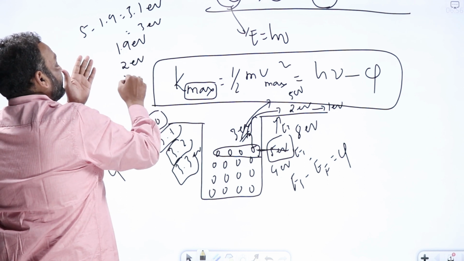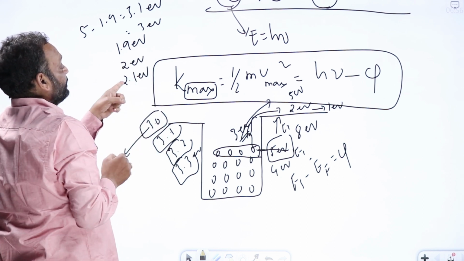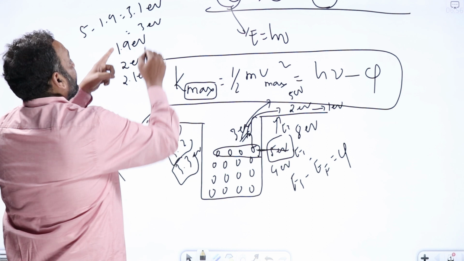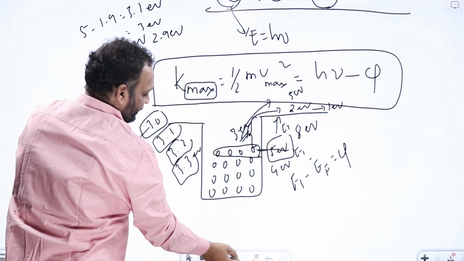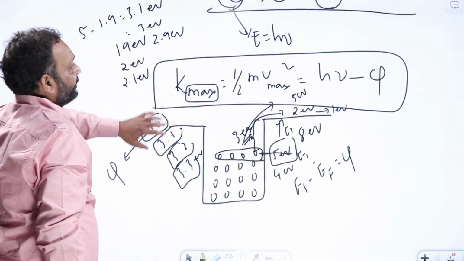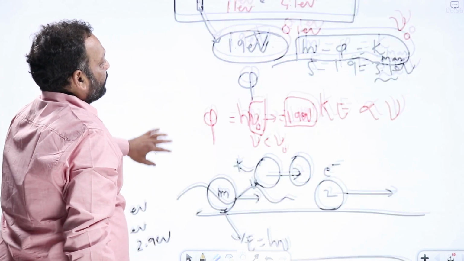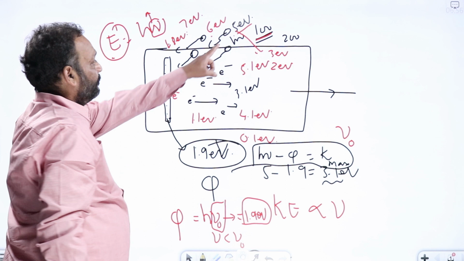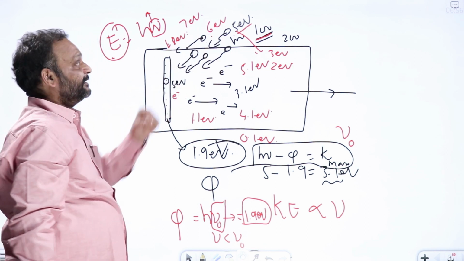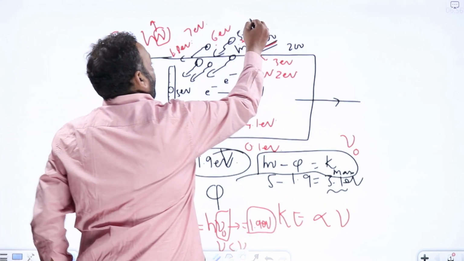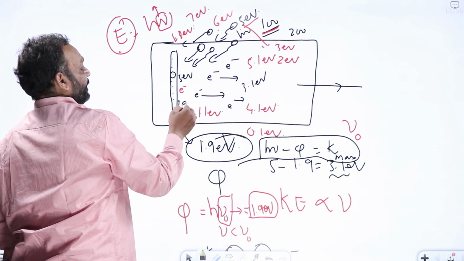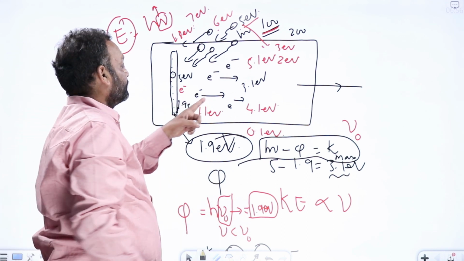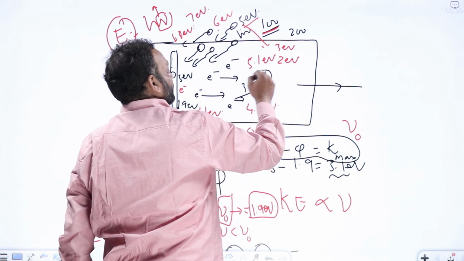Some electrons may take more energy to come out, may spend 2.1, and come out with 2.9 electron volts only. Means in the photoelectric effect, though I am sending monochromatic photons, meaning the same energy, 5 electron volts only, onto the same metal plate where the work function is 1.9, the emitted photoelectrons will not exactly have 3.1 electron volts of energy.